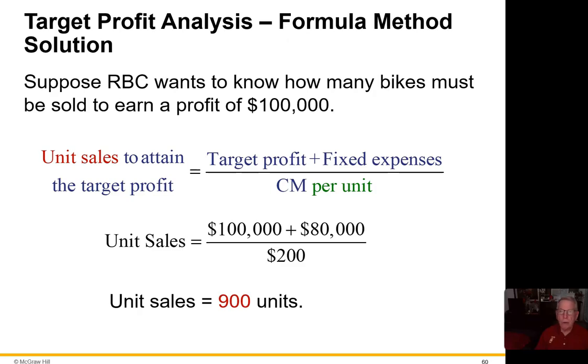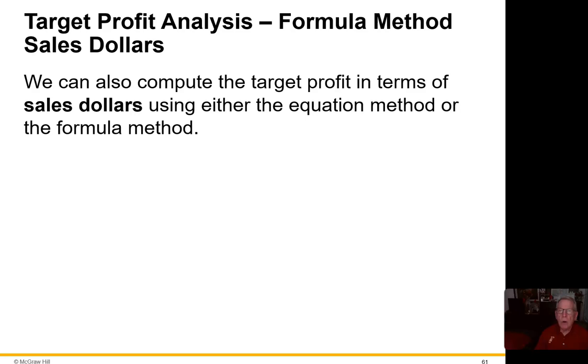Now, we can also do how much in sales we need to make to earn a profit of $100,000. So here, our unit sales is going to be 900 units. We did that previously. We took our target profit plus our fixed expenses divided by our contribution margin per unit to get 900 units. Now, we're going to take a look at target profit in terms of sales dollars.